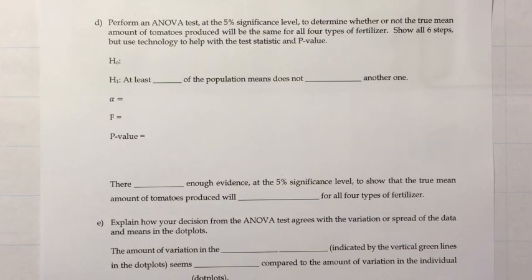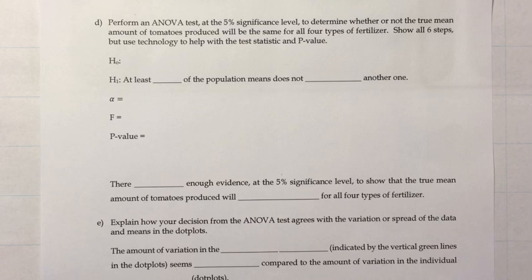All right, so now we're going to jump in and start doing that hypothesis test, and this is where you kind of expect there to be a lot of work, but because we're going to be using technology, this is actually going to be a pretty quick part for us. So perform an ANOVA test at the 5% significance level to determine whether or not the true mean amount of tomatoes produced will be the same for all types of fertilizer. Show all 6 steps, but use technology to help with the test statistic and the p-value.